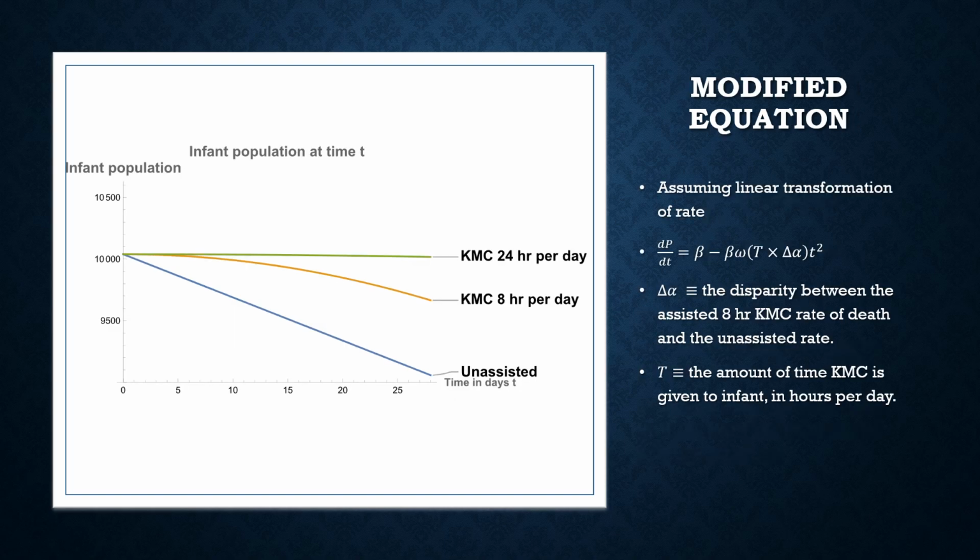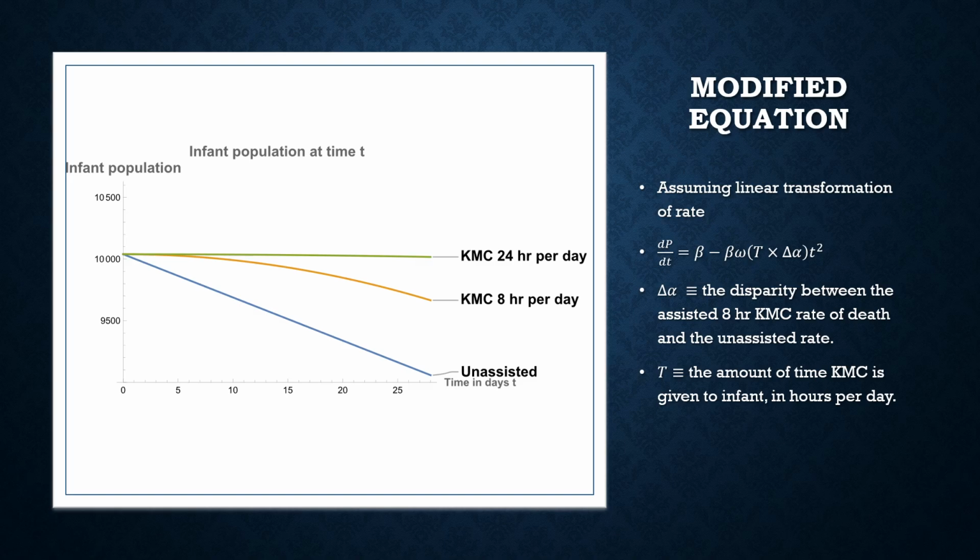On this slide, we've made use of the assumption that the rate of death and the rate of KMC can be linearly transformed. Here we've used the disparity between assisted 8-hour KMC rate of death and the unassisted or constant conventional care death rate that is defined as delta alpha. And we've used capital T to signify the amount of time that KMC is given to an infant in hours per day.